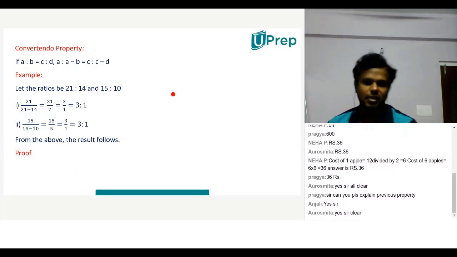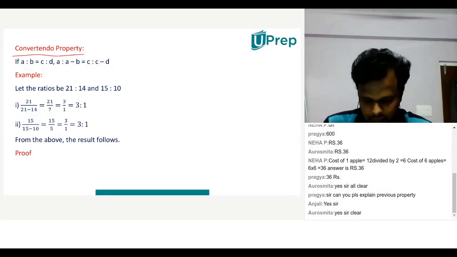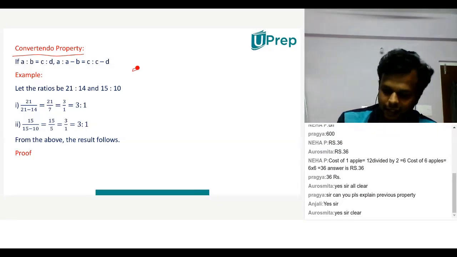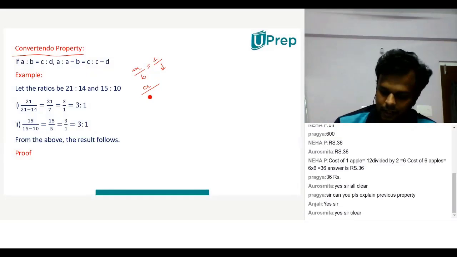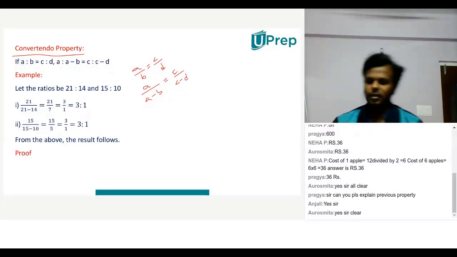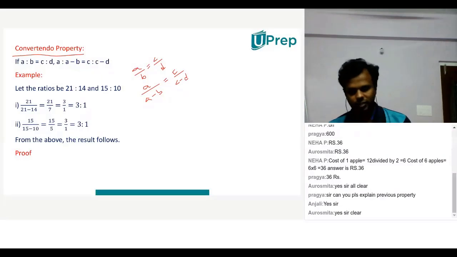There is something called the convertendo property. Now, according to this property, if I have A by B is equal to C by D, I have A by A minus B is equal to C by C minus D.